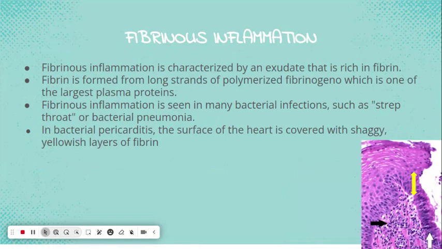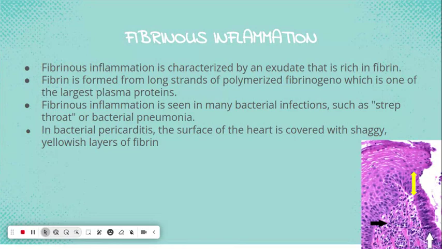Then we have fibrinous inflammation, and this is characterized by exudate rich in fibrin. Fibrin's a protein that helps with healing. They form these long strands of polymerized fibrinogen, which is one of the largest plasma proteins. And it's one step in healing as well.